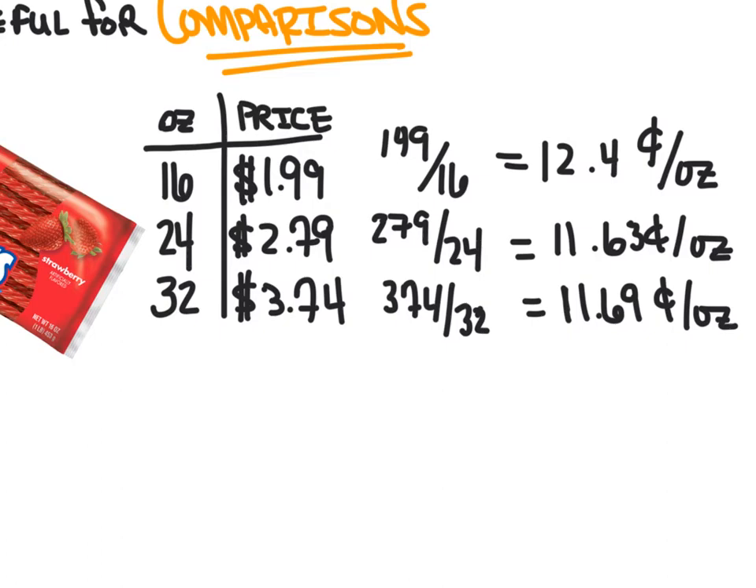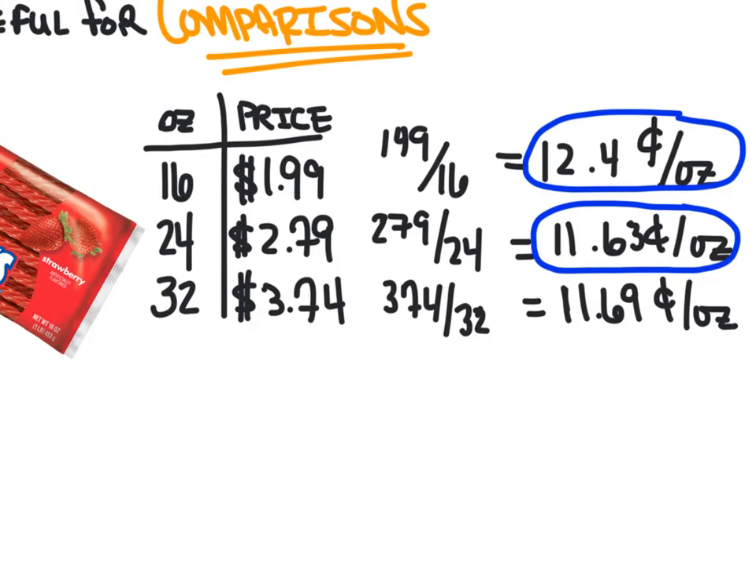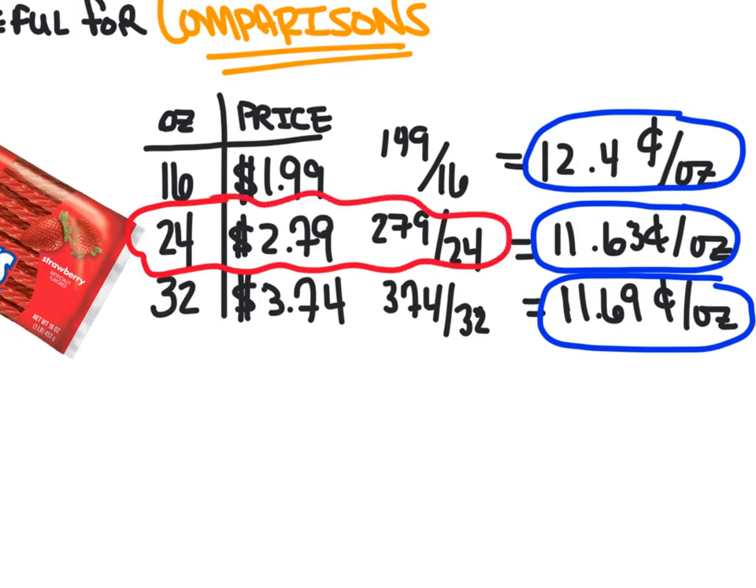And so what I found is that the 16-ounce pack, for each ounce I'm paying 12.4 cents. For the 24-ounce pack, for each ounce I'm paying 11.63. Now I'm rounding these. And then for the 32-ounce I'm paying 11.69 cents per ounce. So clearly the winner here is the 24-ounce pack. So that's the best buy for what I found online here.